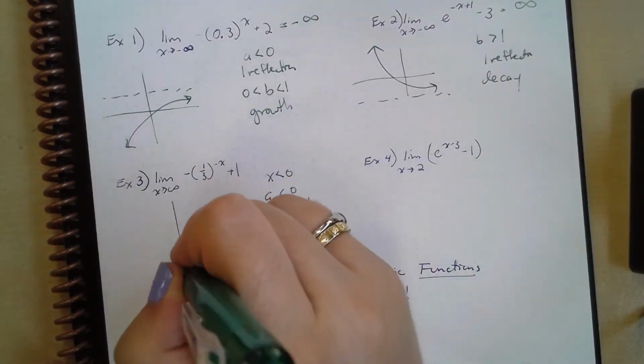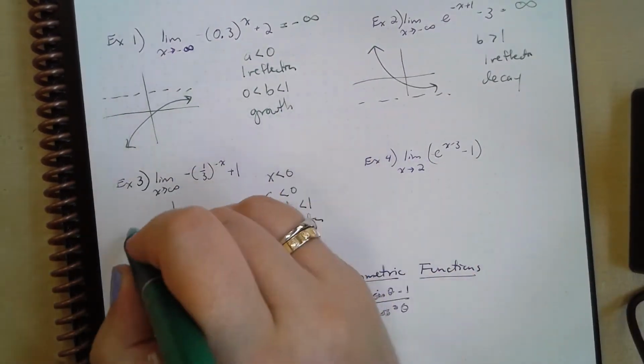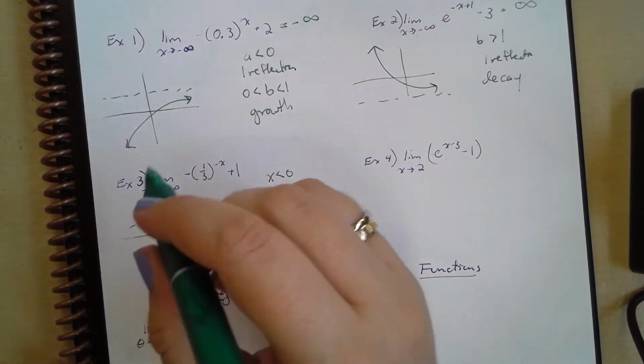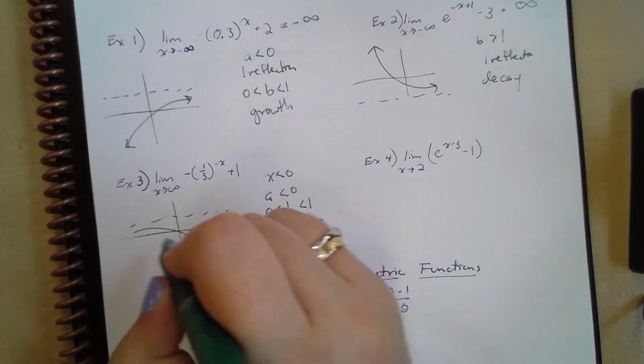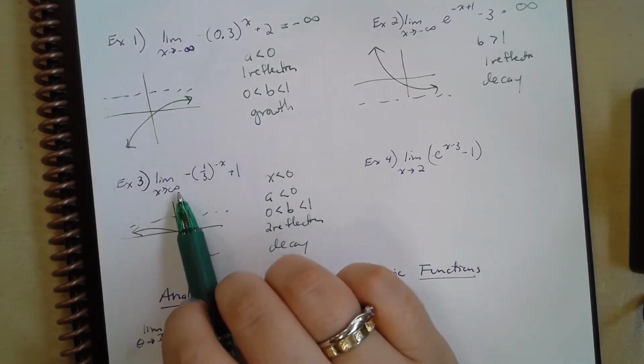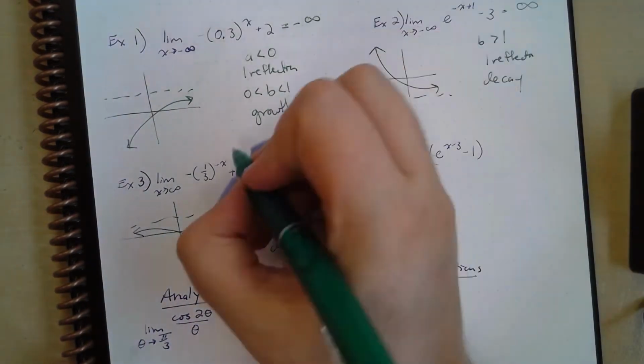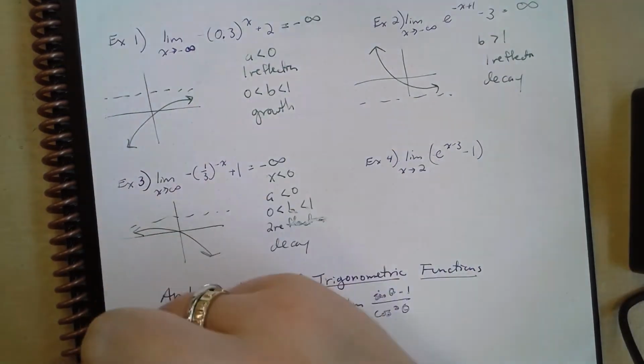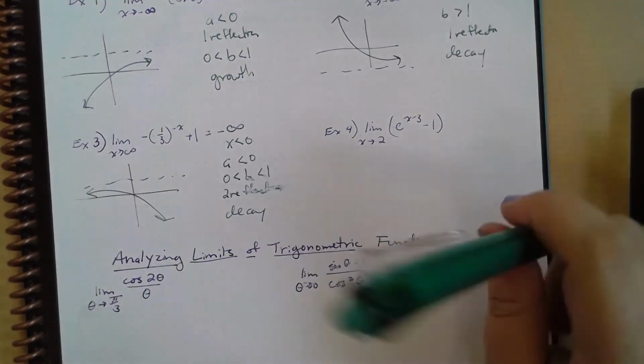So I can draw this again. My asymptote is going to be at 1. This is ugly, but we get it, right? Here and here, what's going on? Okay, and now I need to actually find my limit. As I go towards infinity, what's going on? Well, I'm going to go to negative infinity. All right, let's do one more.